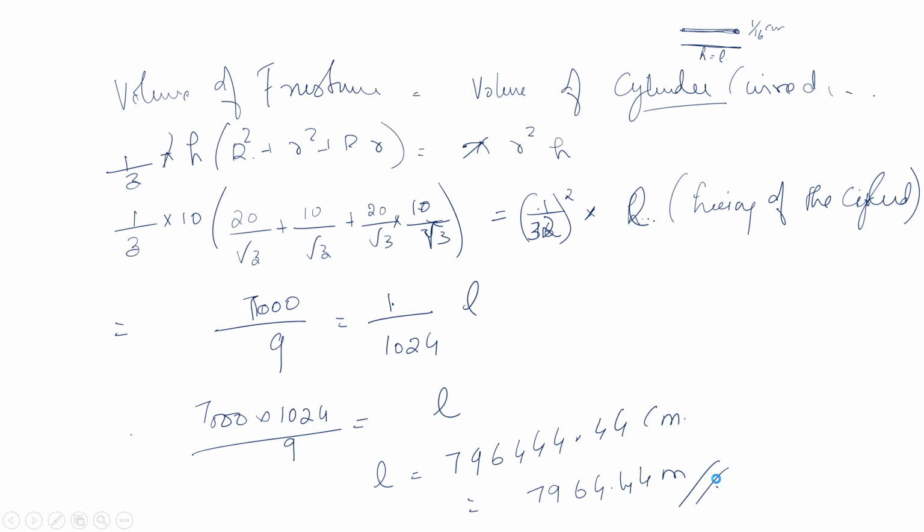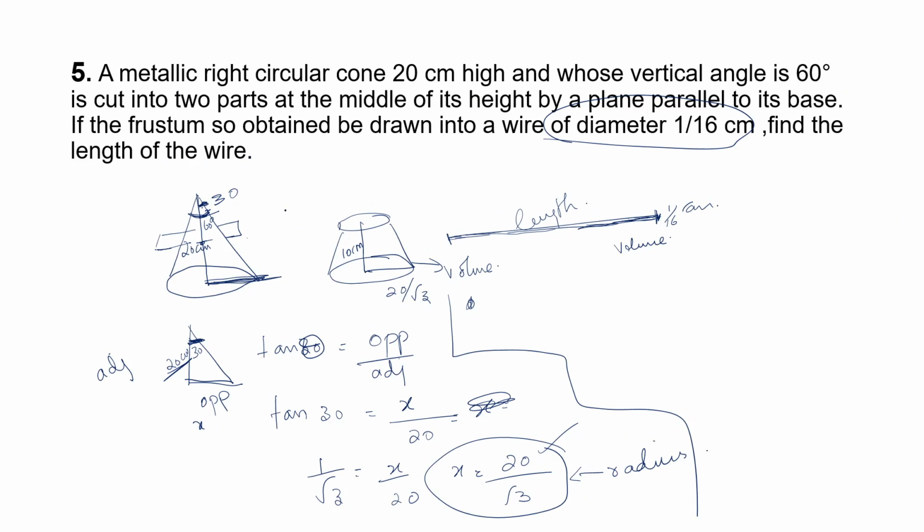Now see, I'll explain this again. The vertical angle is given, so since it is a right circular cone, half of the angle will be 30. Using that half angle 30, we can find the radius of this. So this is cut here, 10 and 10, like that they are cut in the middle. So this height is 10. Again, how can you find this radius?